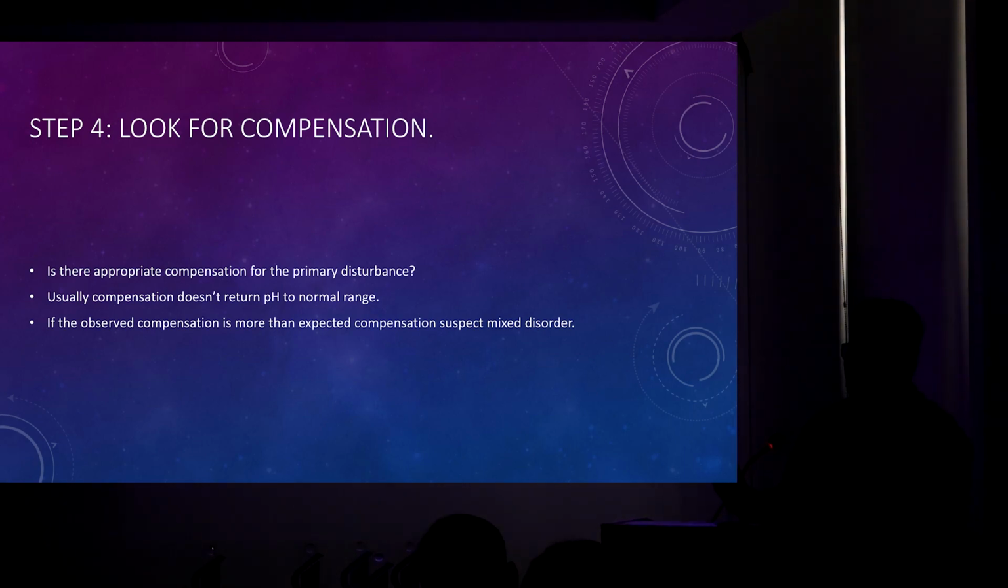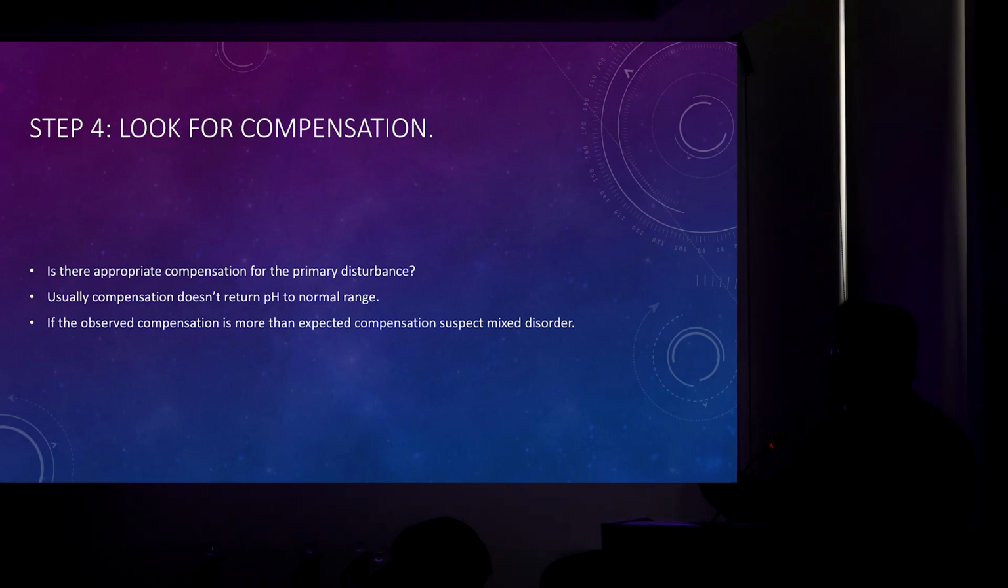Once we have the primary disturbance, we can know what compensation we are expecting. An appropriate compensation for the primary disturbance may or may not return the pH to the normal range. Usually if it is mild, it returns, but if it is very high, for example if the PaCO2 in a patient is more than 60, the chance of returning the pH to normal is less than 15%. If the observed compensation is more than the expected compensation, we need to suspect a mixed disorder.